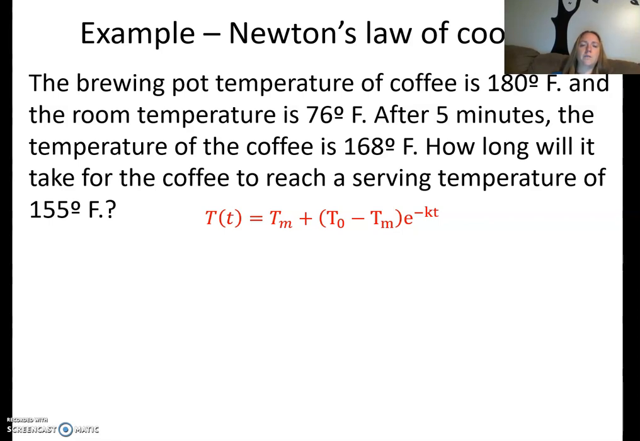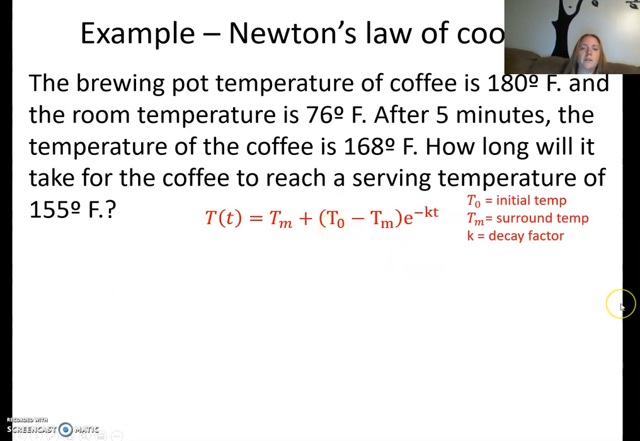So this is Newton's law of cooling, the formula for it here. To give you some information about that, the T sub 0 here, that's initial temperature. So in this problem, it tells you that information. Then we have T sub m, the surrounding temperature, so what is it in the room, which in this problem it says it's 76 degrees, and then K is the decay factor. So in this problem, I don't have the decay factor, so the first thing you're going to have to do is find that.